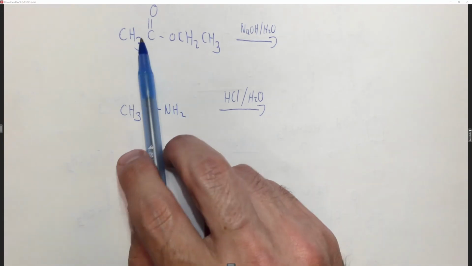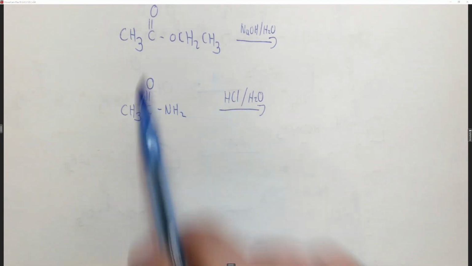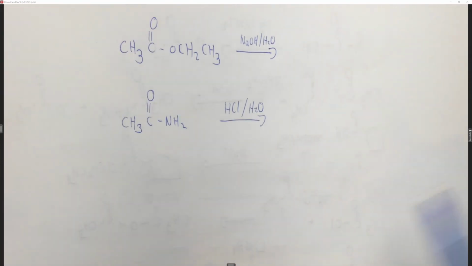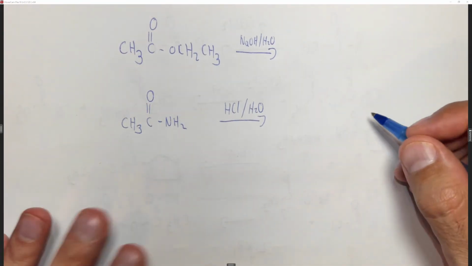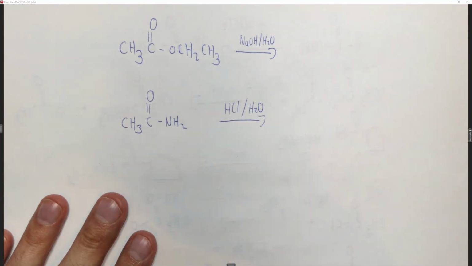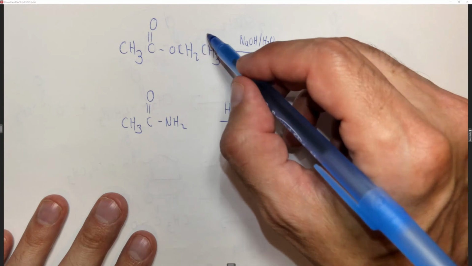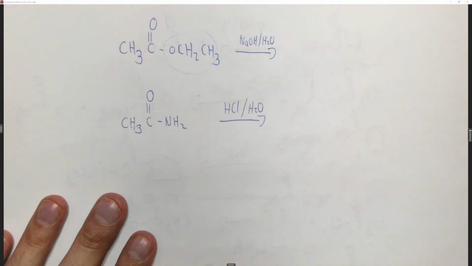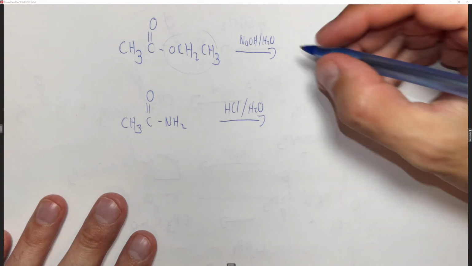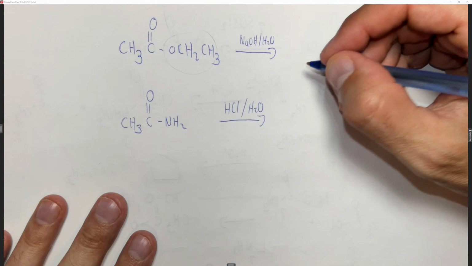Here we have an ester in the presence of NaOH and water. This is a base hydrolysis of an ester. This is a saponification. So it's going to break this thing into the carboxylic acid and the alcohol. This is exactly the opposite of a Fischer esterification. It's essentially the opposite of a Fischer esterification, except it's happening in base.